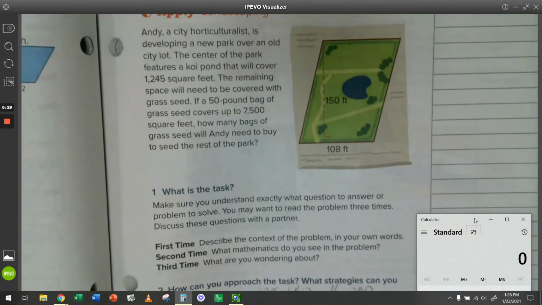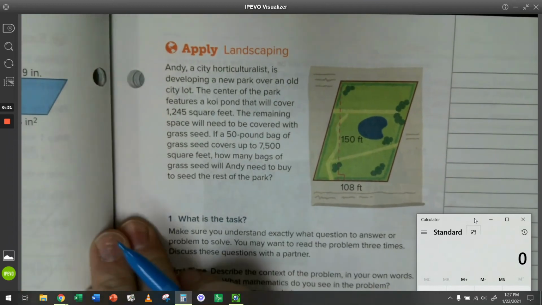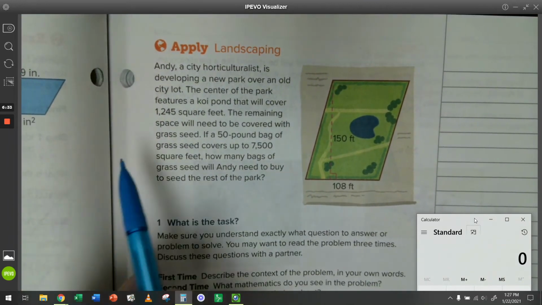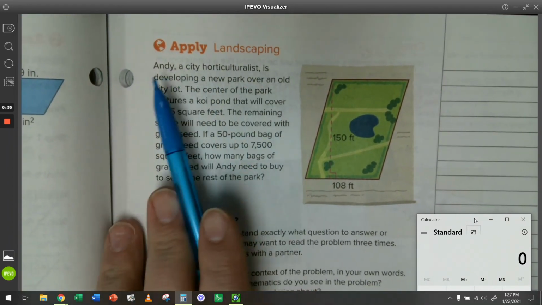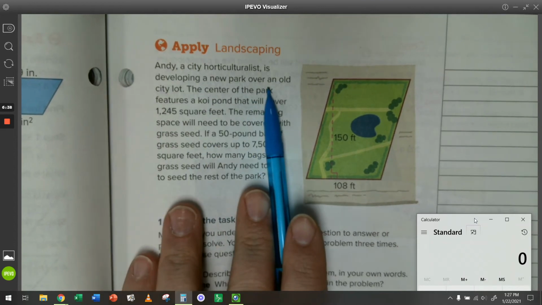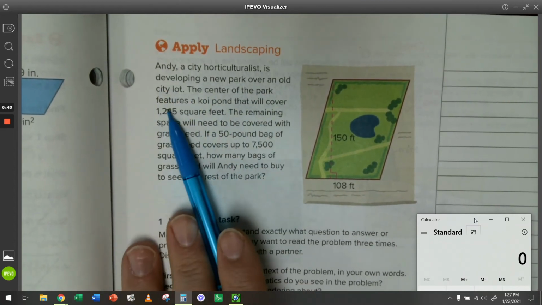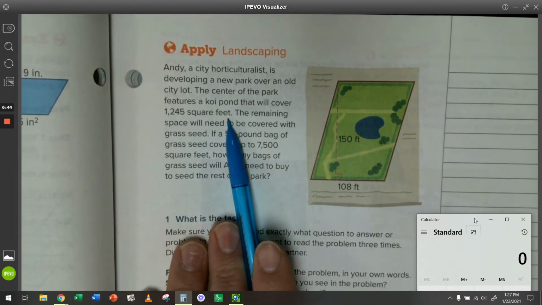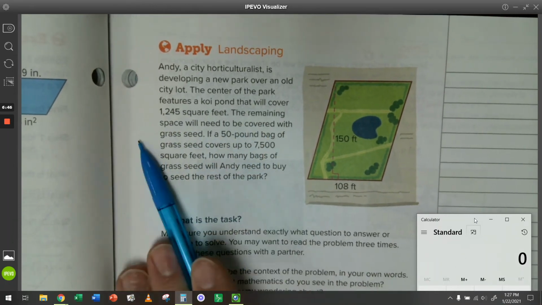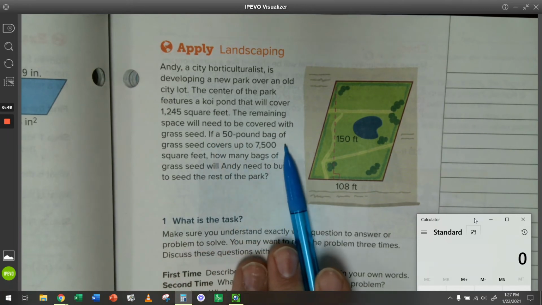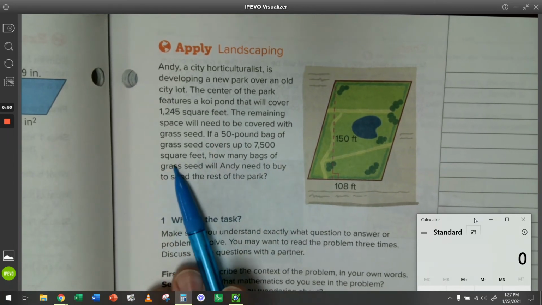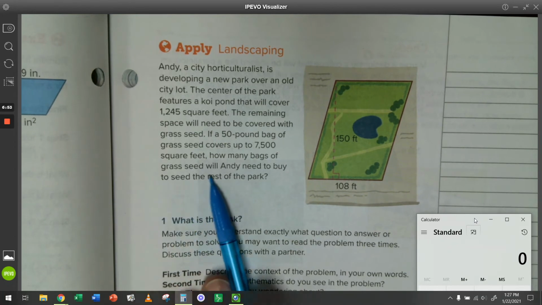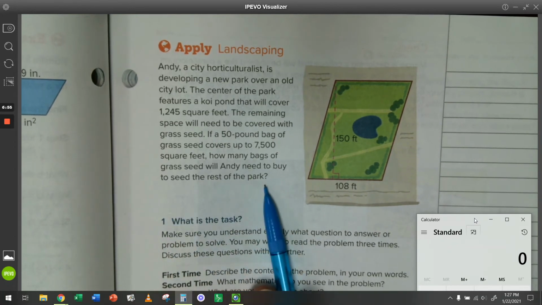All right, our last problem here, we have a landscaping problem for our apply. Andy is a city horticulturist and is developing a new park over an old city lot. The center of the park features a koi pond that will cover 1,245 square feet. The remaining space will need to be covered with grass seed. If a 50-pound bag of grass seed covers 7,500 square feet, how many bags of grass seed will Andy need to buy to seed the rest of the park?